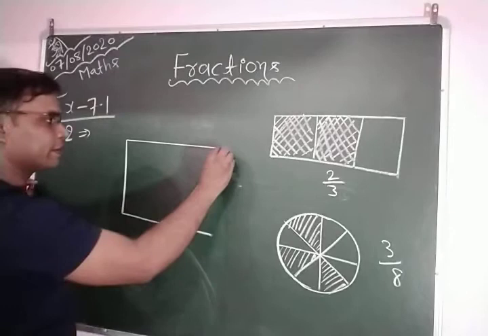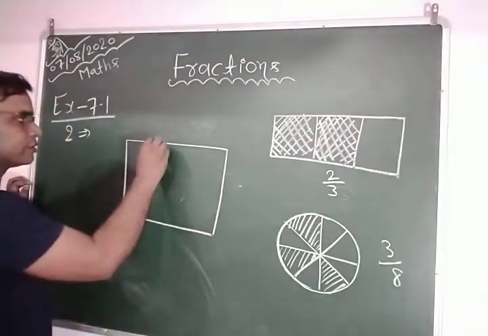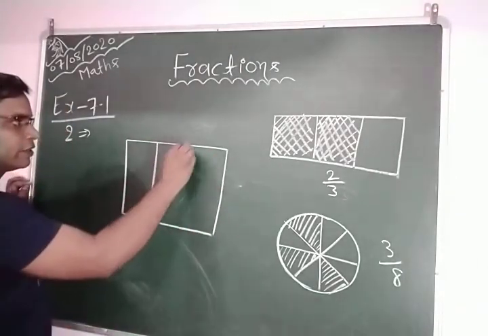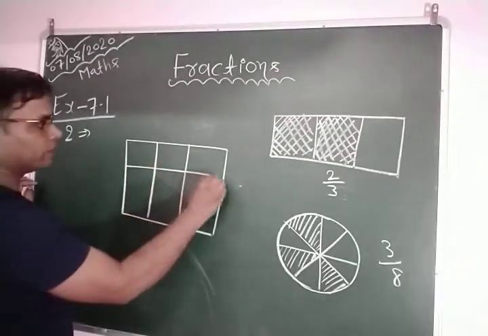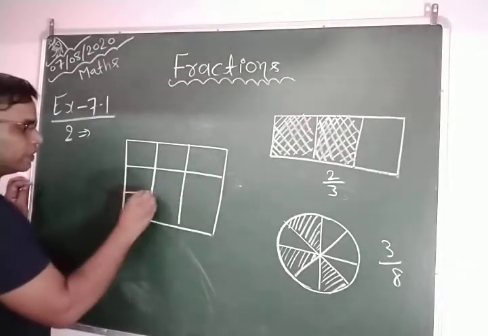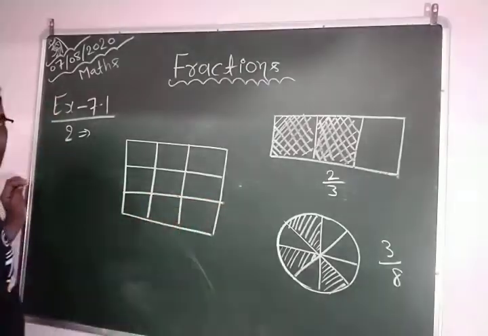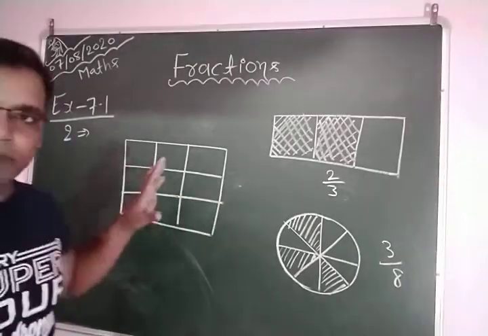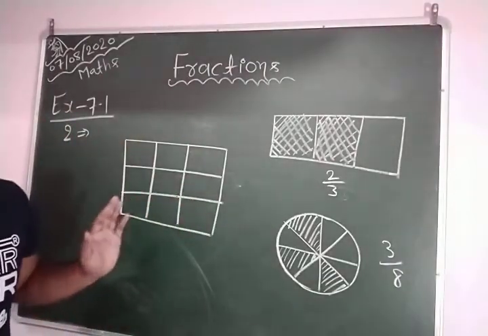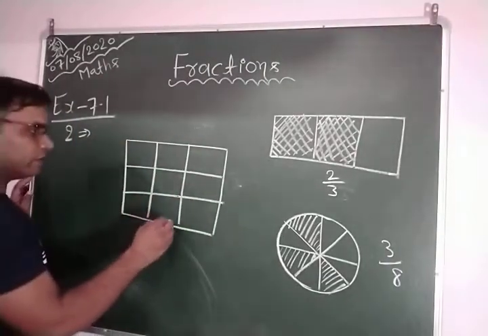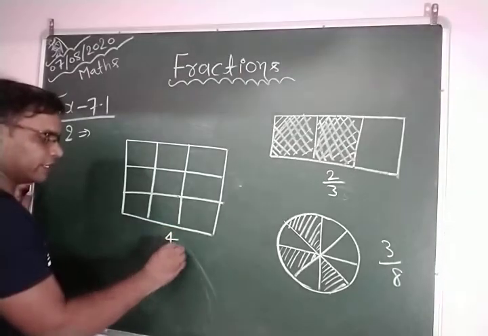This is a square shape. One part, two parts, this is three parts, also one part, two parts, and three parts. Suppose each part is equal, and the fraction given is 4 by 9.